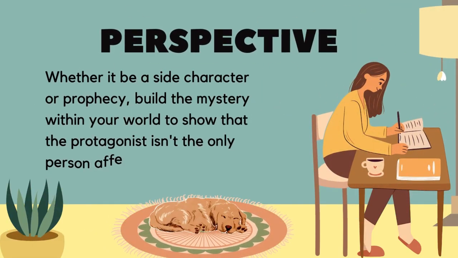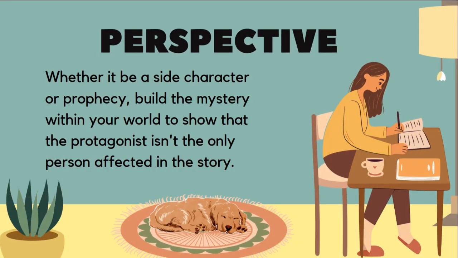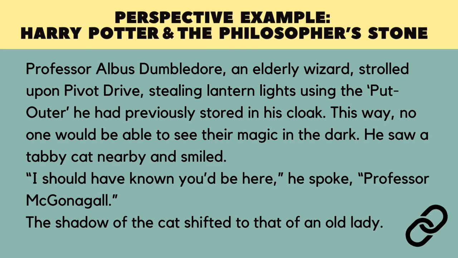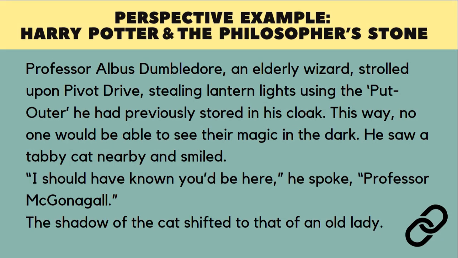Perspective. Whether it be a side character or prophecy, build the mystery within your world to show that the protagonist isn't the only person affected in the story. Many movies do not start with the main character, but sometimes the side characters or even the villain. Take Mulan, Harry Potter, and Dark Knight Rises, for instance. Here is a written example of how you would use perspective to start your story, as seen in the movie of Harry Potter and the Philosopher's Stone.